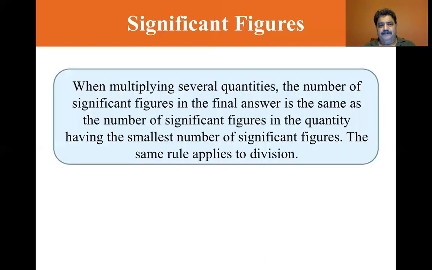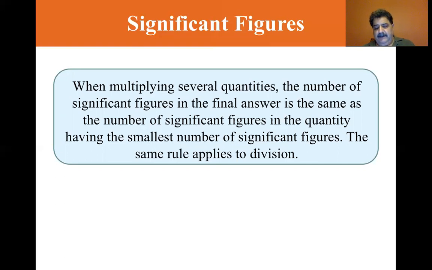Now, when multiplying several quantities, the number of significant figures in the final answer is the same as the number of significant figures in the quantity having the smallest number of significant figures. And the same rule applies to division.